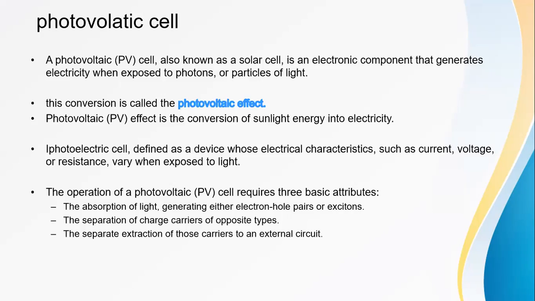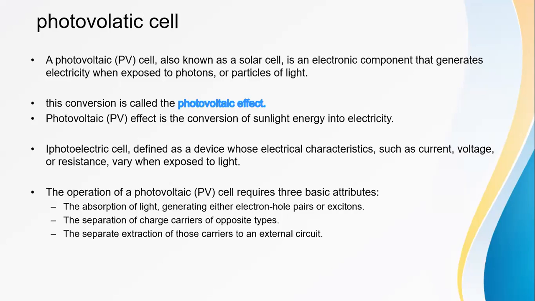This photovoltaic cell is an electronic component that generates electricity when exposed to photons, or particles of light. It is a special type of semiconductor device. It generates electricity whenever the light falls on it. This effect is called the photovoltaic effect. This conversion of light energy into electrical energy is called the photovoltaic effect, and the device used for this is called a photovoltaic cell.